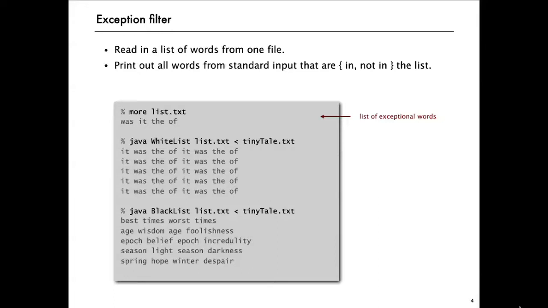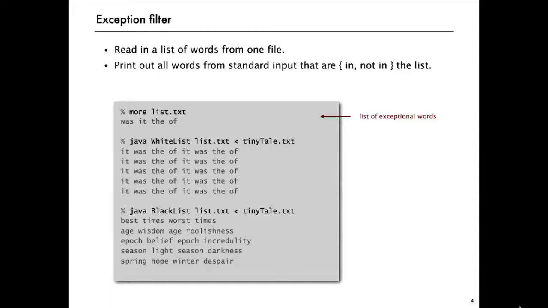There's two complementary ways to look at this. One is so-called whitelisting, where we want to take the words in that file and then we have some other much bigger file, and what we want to do is print out all the occurrences of our exceptional words in our given file. Those are the ones that we care about, that we want to get through. So in this case, tinytale.txt, the first couple of words from A Tale of Two Cities, and these words appear often: it was the of, it was the of.